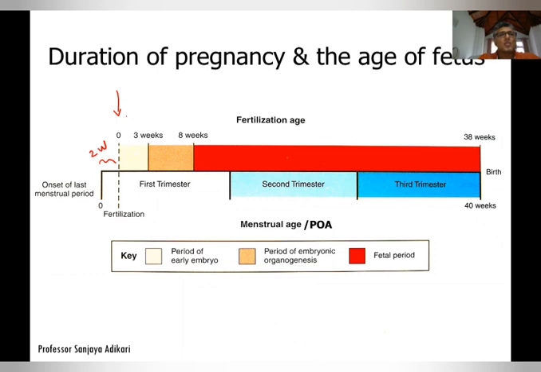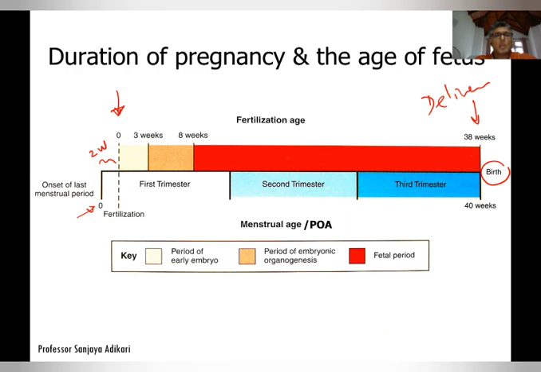So if you calculate from that day zero, now there are two zeros. This is the beginning of menstruation. This is the time of fertilization. If you count from that day zero, when it comes to about 38 weeks, that is the time of the delivery, the time the baby is born. That is about 38 weeks. That is the birth of the baby. That must be clear to you all.